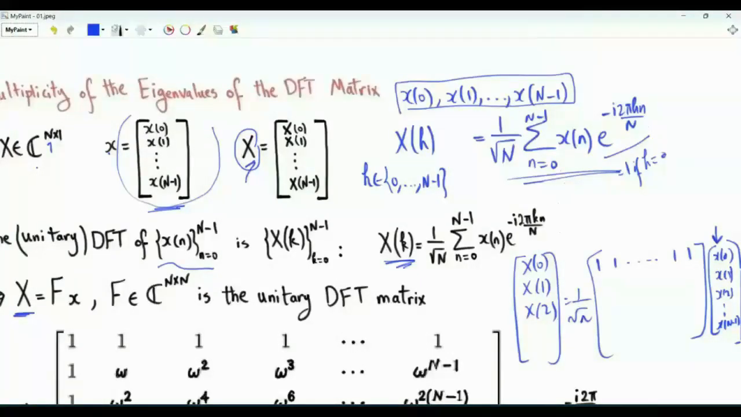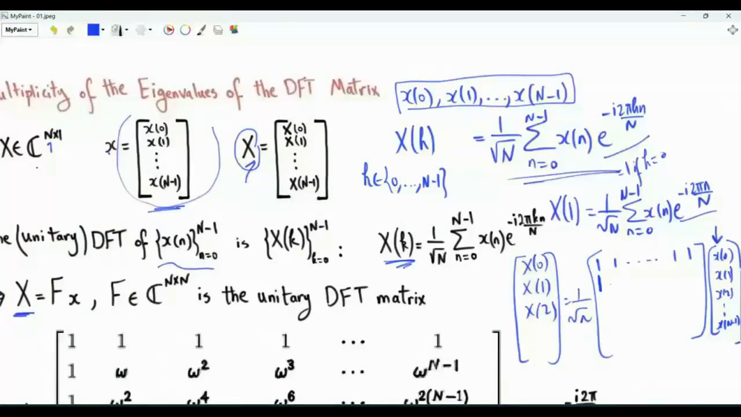If k is equal to 1, let's see. We have X[1] equal to 1 over square root N, summation n from 0 to N-1, x[n] e^(-i2πn/N). If n is equal to 0, this is 1, and x[0] is multiplied by 1. Now, if n is 1, then x[1] is multiplied by e^(-i2π/N). Then x[2] is multiplied by e^(-i2π/N) with a 2, because n is equal to 2. And this continues. x[N-1] is multiplied by e^(-i2π/N) with N-1. If we denote e^(-i2π/N) by omega, then this second row is 1 followed by omega, omega squared, omega cubed, all the way to omega^(N-1).